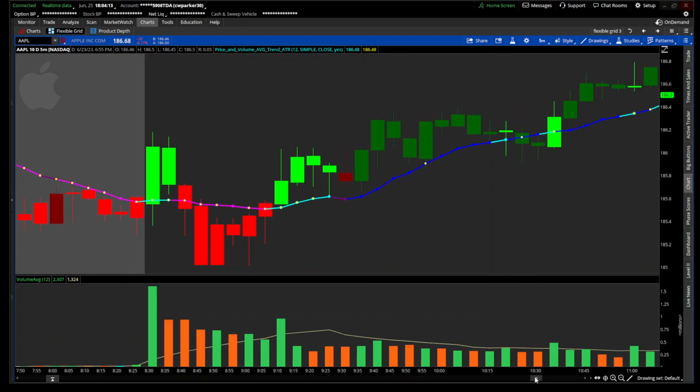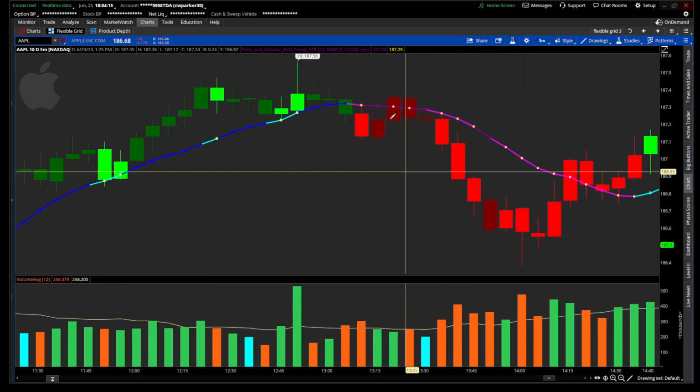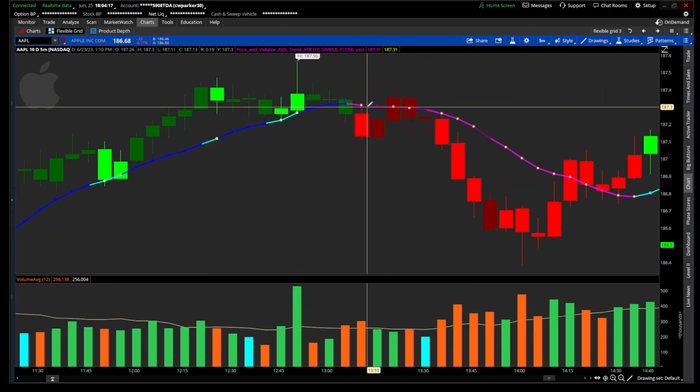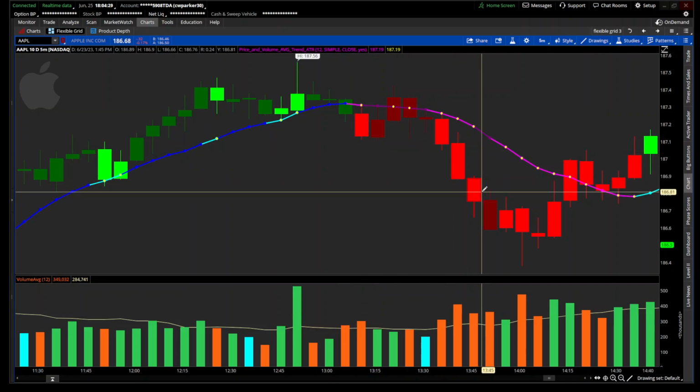So let me find a little dark purple. The dark purple is showing the price average is decreasing and volume is decreasing as well. So just showing you the low volume area. This indicator will actually change the color of the bars as well.